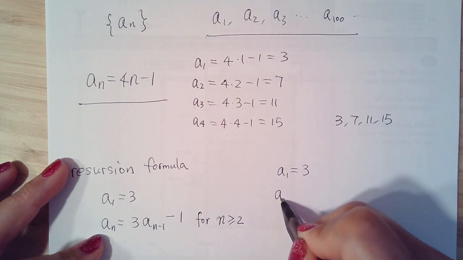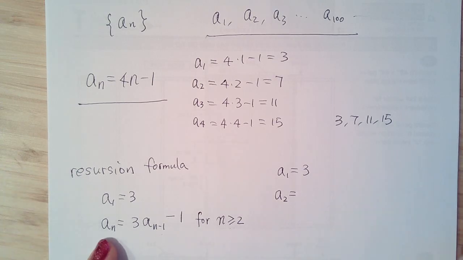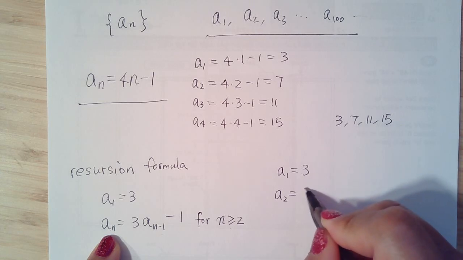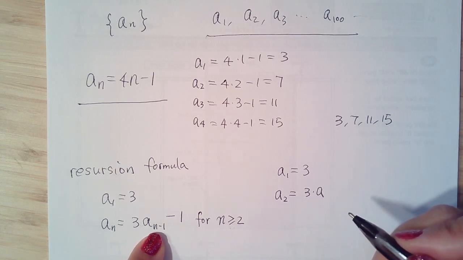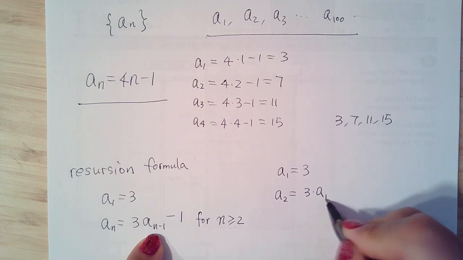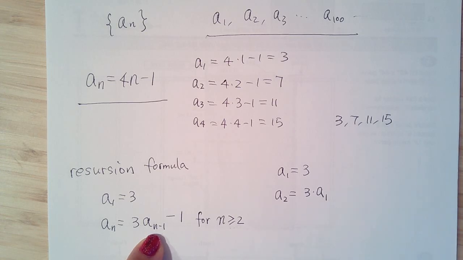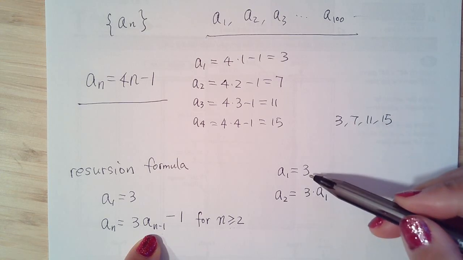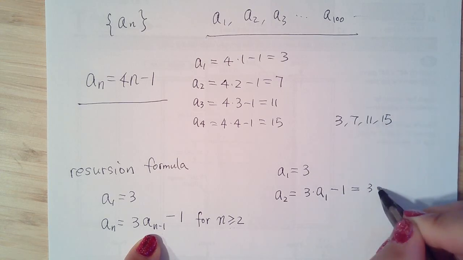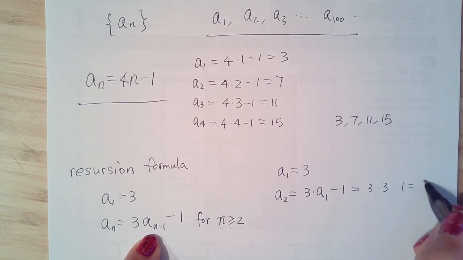So a2: n is 2. So that's 3 times a, and here is n minus 1. When n is 2, here it's 1, right? So again, that's the previous term. So 3 times a1 minus 1. But I know the previous term. The previous term is 3. So it's going to be 3 times 3 minus 1. So that's 8. Looks good?